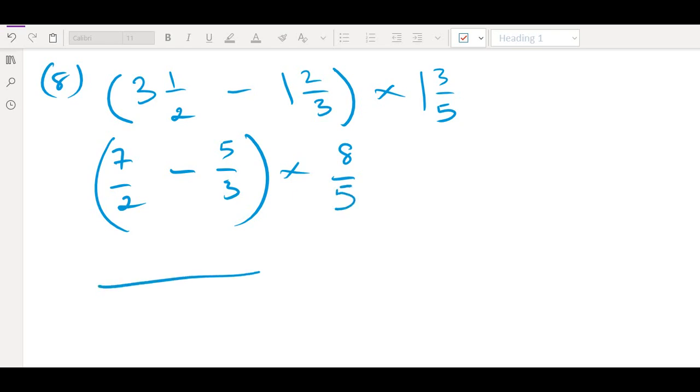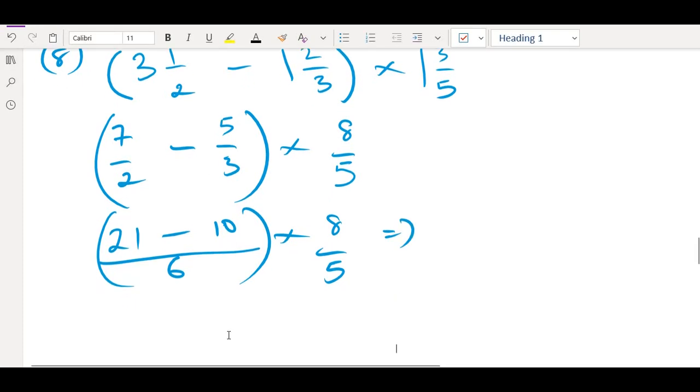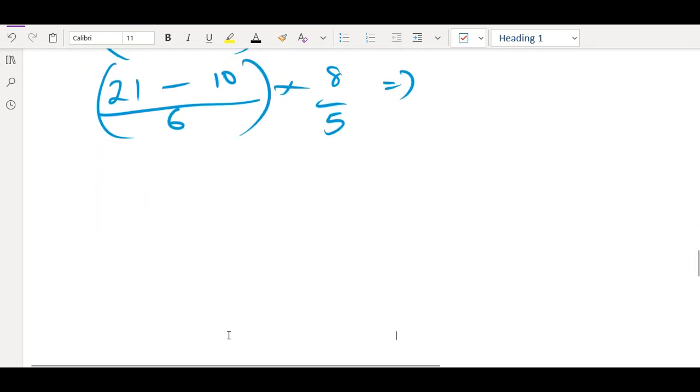Of these two? Yes. Give us 6. Yes. 2 into 6 give us 3. 3 times 7 give us 4. 3 into 6 give us 5. 2 times 5 will give us 10. 10 times 8 over 5. So? 11 over 6. This is what? 11 over 6. Yes. Times 1 over 6 times 8 over 5. Yes.